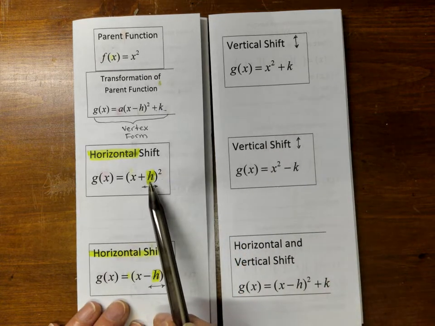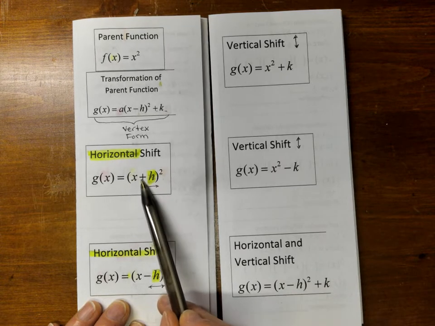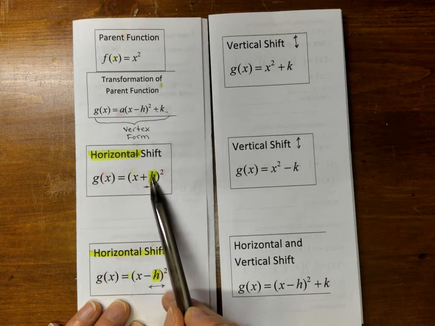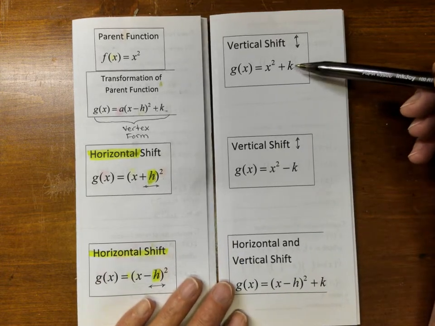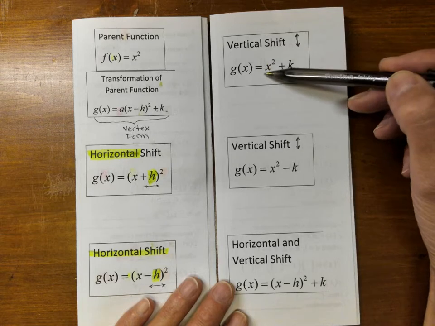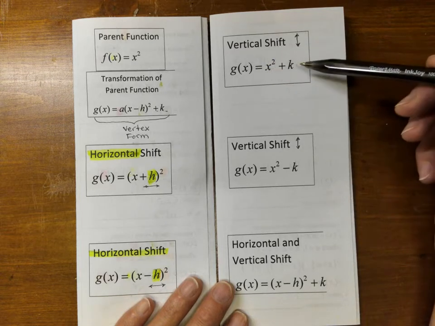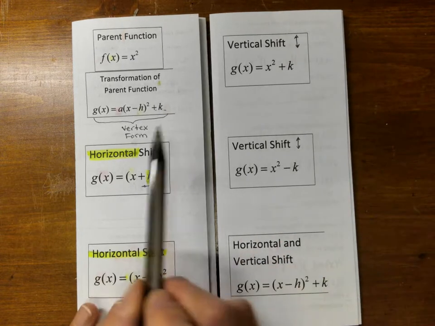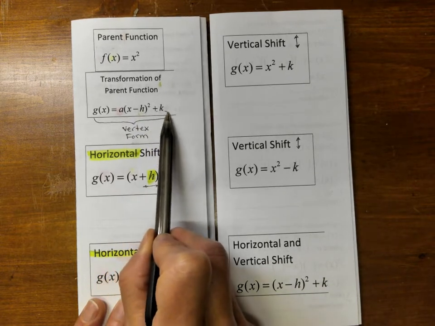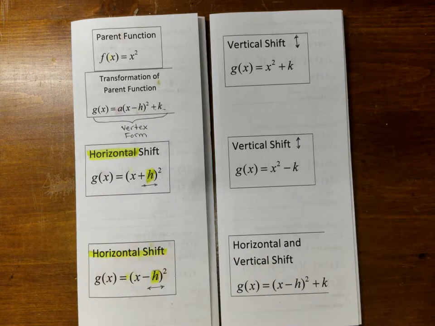So notice with the horizontal shift, we have a parenthesis that's grouping our H with our K. So that H is an X. It's a special X, and they go together. But notice here in our vertical shift, we do not have any parentheses with that X. The X is all alone and it's being squared. We have the plus K at the end. So when we look at our vertex form, we're talking about this number that's being added on at the end.